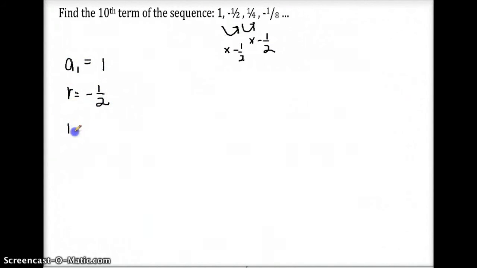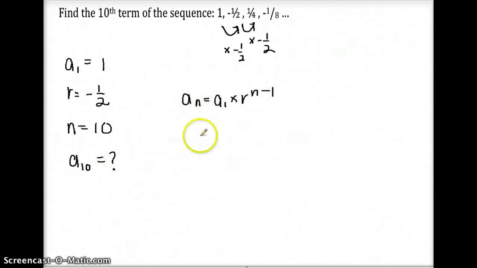And we want to find the 10th term of the sequence, so we want to know a10. We have the formula an equals a1 times r to the power of n minus 1, but we're just going to substitute the numbers we know. a1 is 1, times r, which is negative 1/2, to the power of n minus 1, which is 10 minus 1, which is 9.